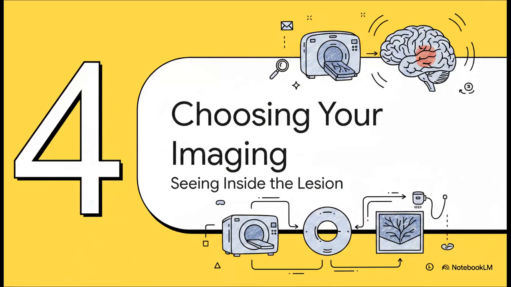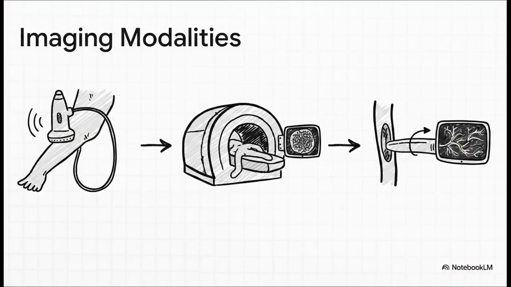Okay, so your clinical suspicion is strong. You think you know what you're dealing with. Now it's time to get some pictures to prove it. Imaging is how we confirm our hypotheses and really map out the anatomy of the lesion. So you don't just order everything at once. There is a logical flow.